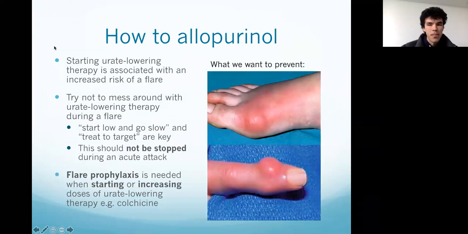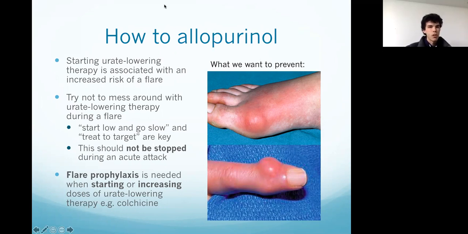So allopurinol, you don't need to know tons about dosing and lots of things, but it's good to know a couple of things about it. The big thing here is that you shouldn't stuff around with the urate lowering therapy during a flare. So you should start low and go slow once they're out of it, and then you have to treat to target.